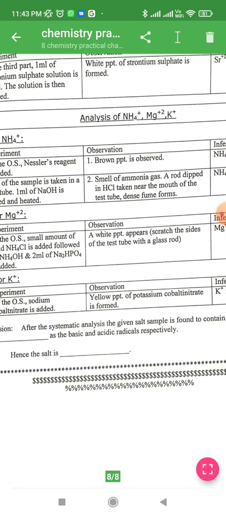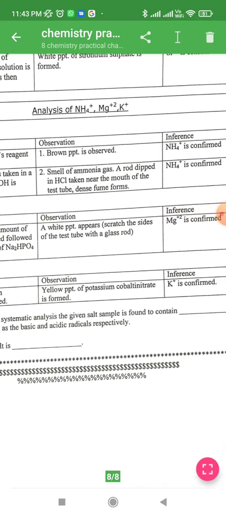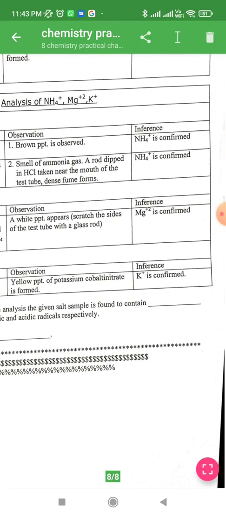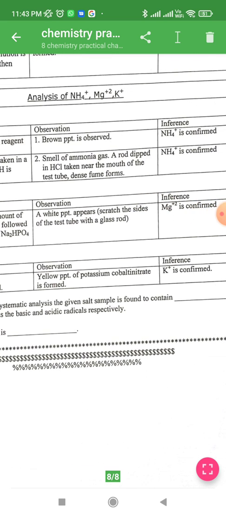Then you straightway move to the conclusion. Okay. This analysis of ammonium potassium you need not write because you got group 5 precipitate. If you don't find any of the groups, then you come here. Then you have to write after the systematic analysis, the given sample is found to contain dash and dash as the basic and acid radicals respectively.